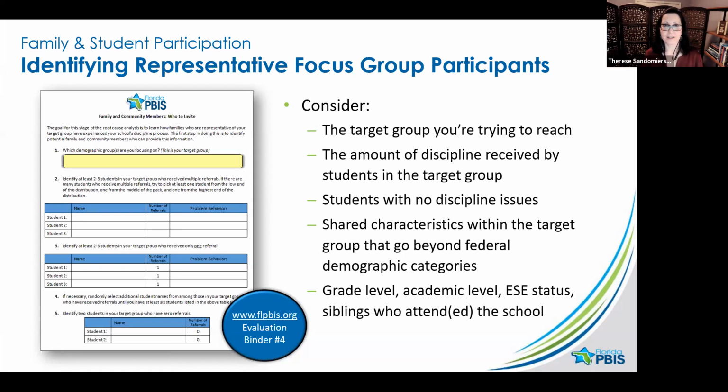If there are families coming from certain neighborhoods or from certain childcare centers, right? Making sure that you're drawing representative families from those centers as much as possible. And then also thinking about things like grade level, academic level, ESE status. If the families have a sibling who attended the school, there are a number of different things that you can consider, and that particular resource will walk you through that decision process, trying to figure out, do you have families that you can pull from to represent all of these different areas?